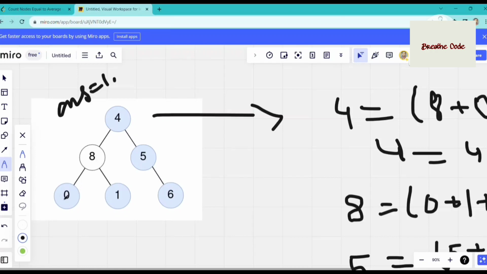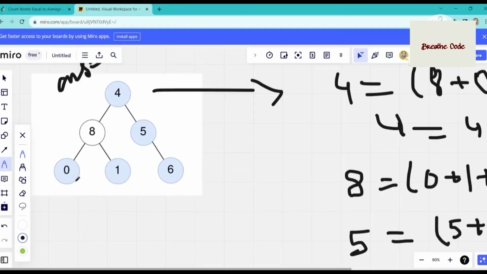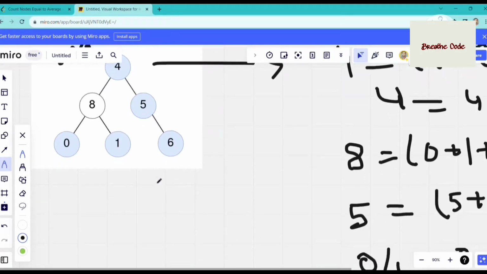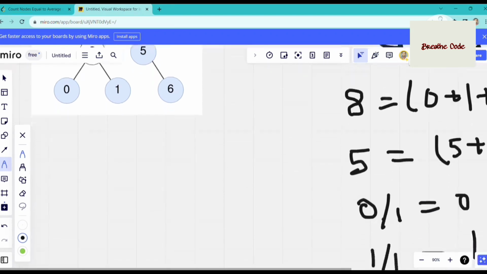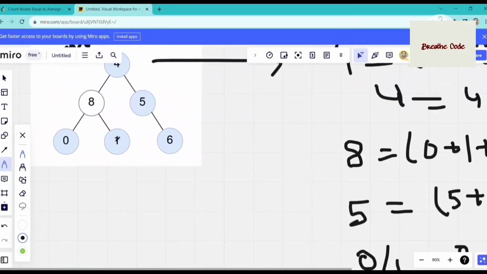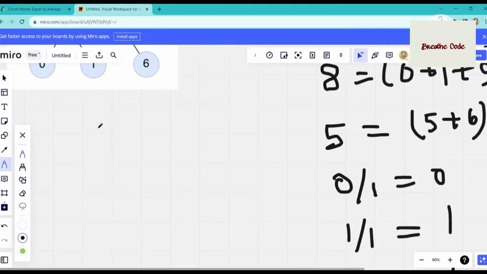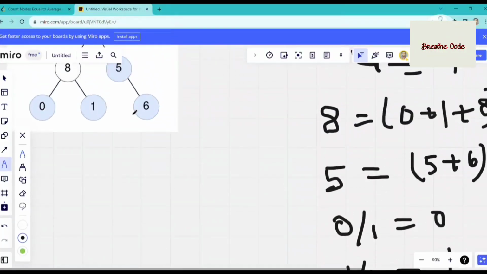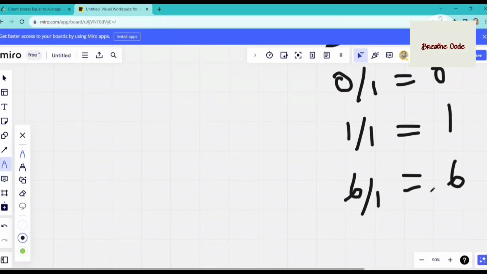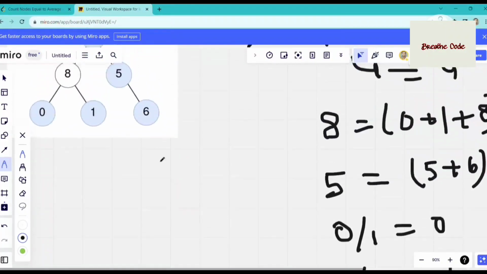After that, if you take this 0, 0 itself contributes to my answer, because a single node will always contribute to my answer. Why? Because if we take the sum, the left subtree sum is 0 and the right subtree sum is 0, because there is no left and right subtree. So the only value is 0 divided by the number of nodes. The number of nodes is 1, so 0 divided by 1 equals 0. In this case also, the sum is 1, and 1 divided by 1 is equal to 1. And in this case also, 6 divided by 1 will be equal to 6.